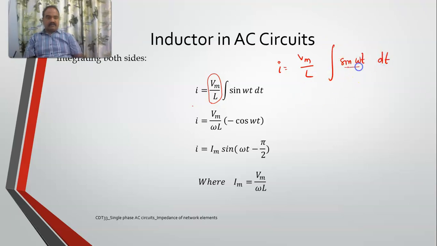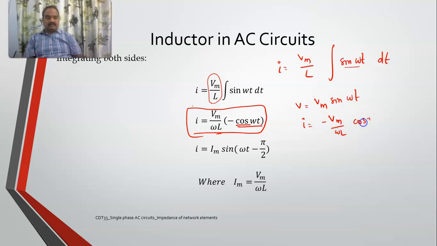So when you integrate this one, what is the integration of sine? It is minus cos. And since you do have omega, you will get it in the denominator. Okay, so this is your expression for current. Now, your V signal is Vm sin omega t, whereas your current signal is minus Vm by omega L cos omega t. So it's not easy to compare. So I'll write it as Vm by omega L, it is minus cos omega t.